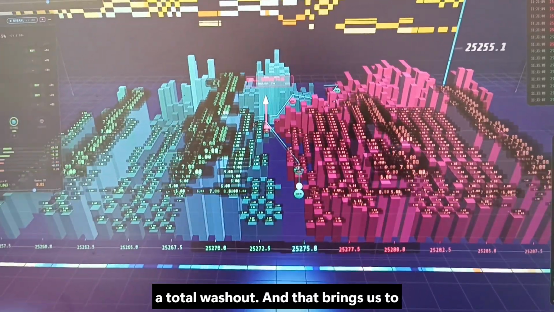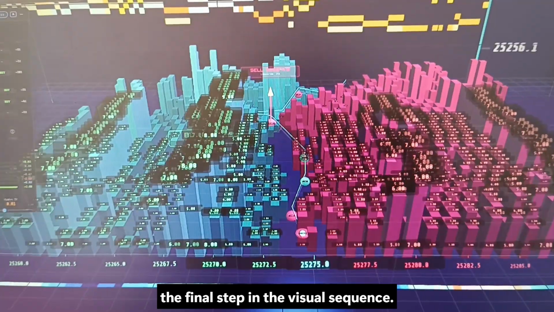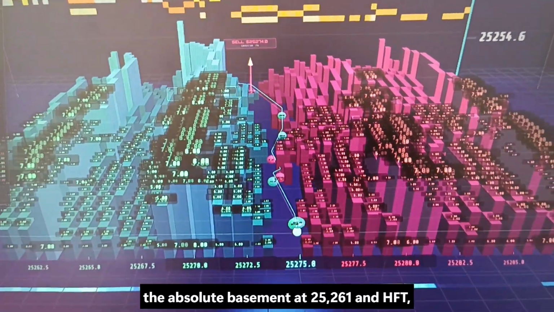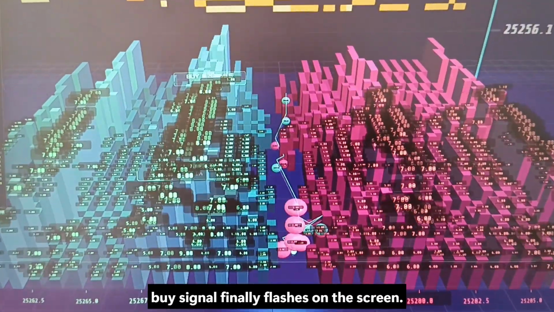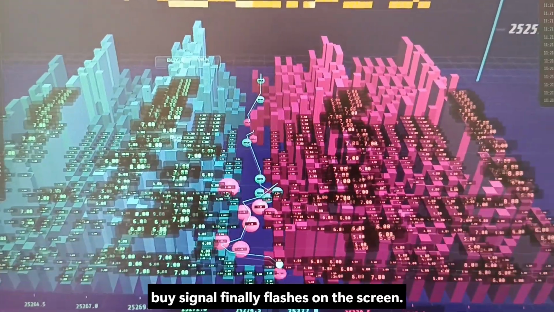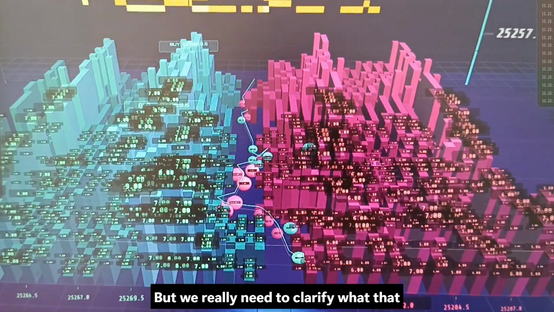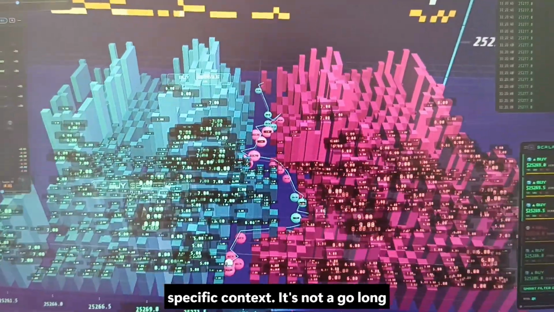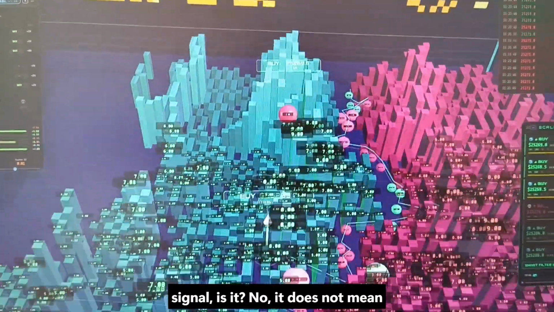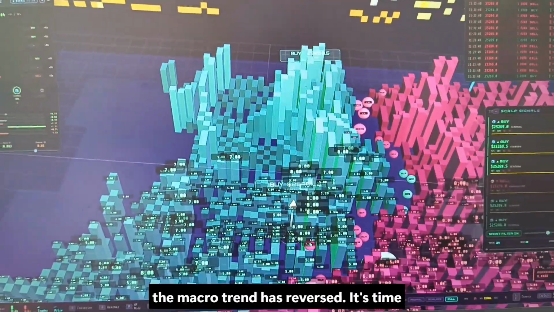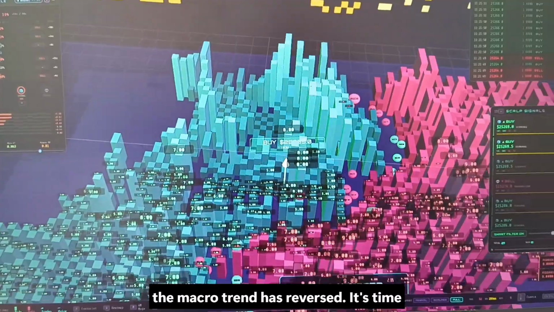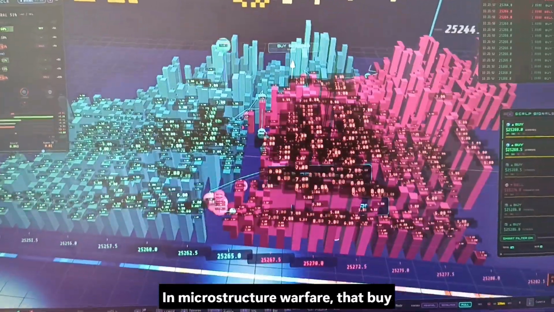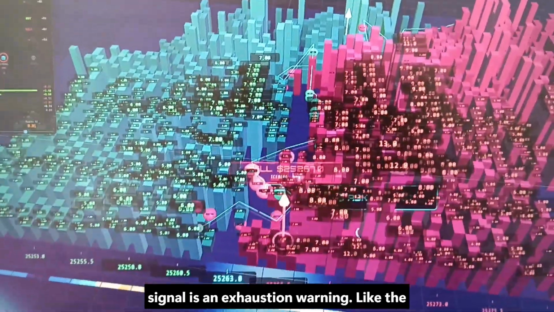And that brings us to the final step in the visual sequence. Right down in the basement. Yep, down in the absolute basement at 25,261, an HFT buy signal finally flashes on the screen. But we really need to clarify what that buy signal actually means in this specific context. It's not a go long signal, is it? No, it does not mean the macro trend has reversed, and it's time to go long for the rest of the day. In microstructure warfare, that buy signal is an exhaustion warning.